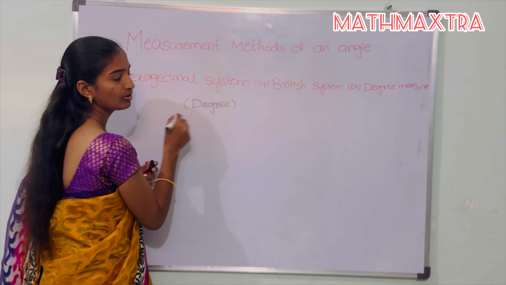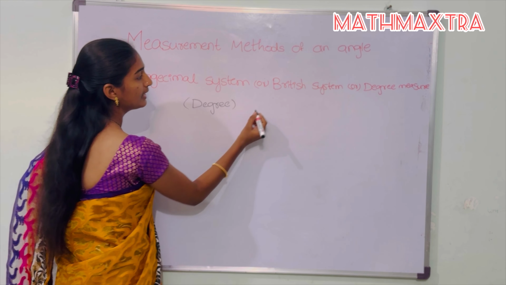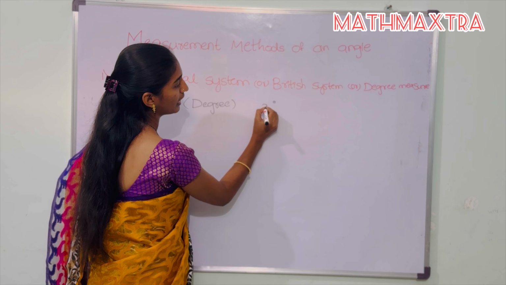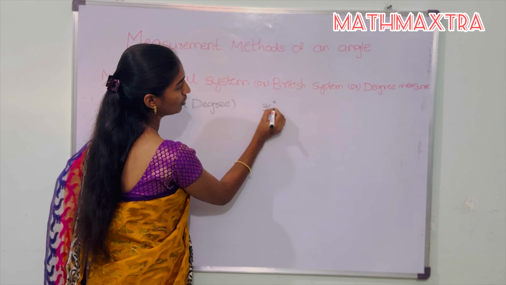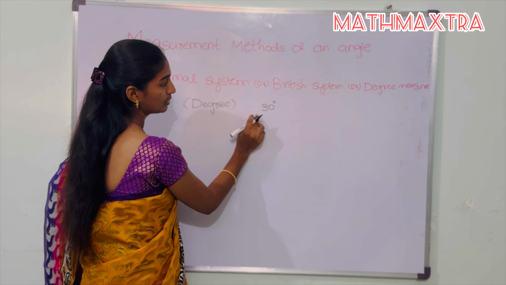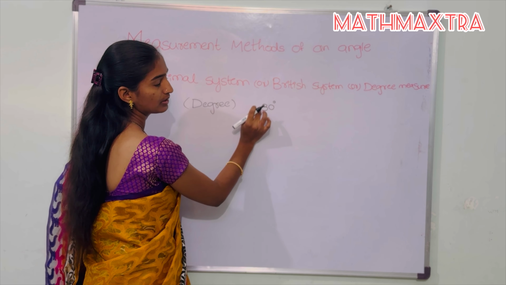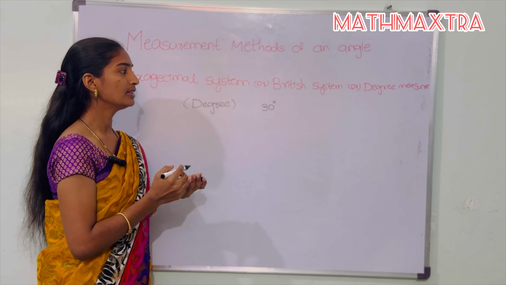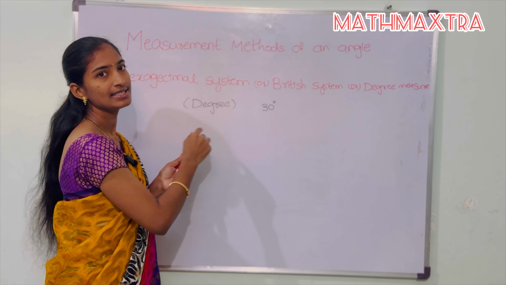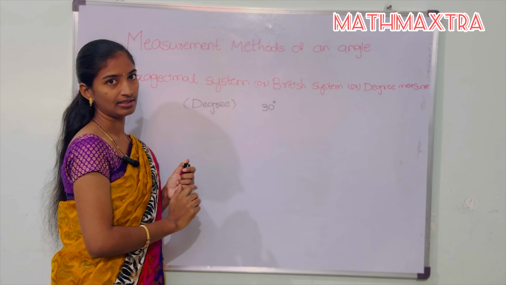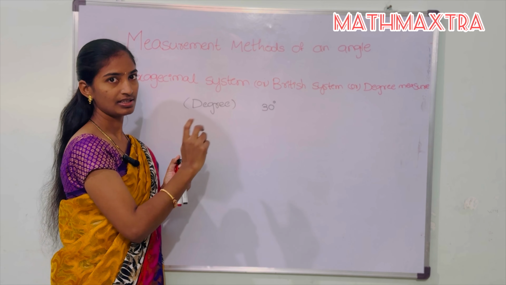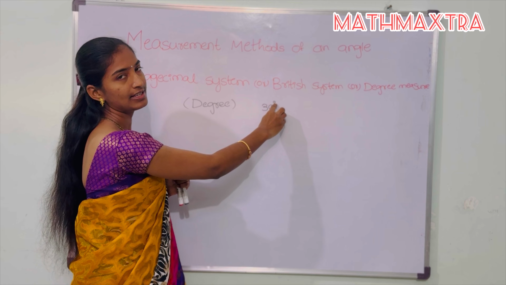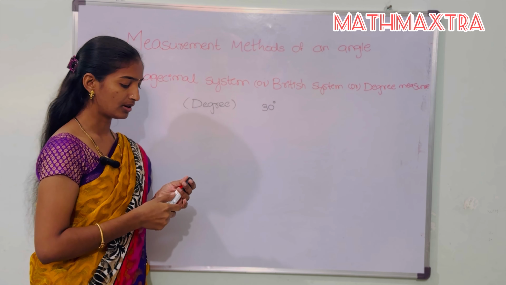Okay. So we represent degree as a circle on the top of any numerical. If you write a circle as a superscript on the number, then we call it 30 degrees or 60 degrees, like that. So degrees must be represented by a circle as a superscript of a number.